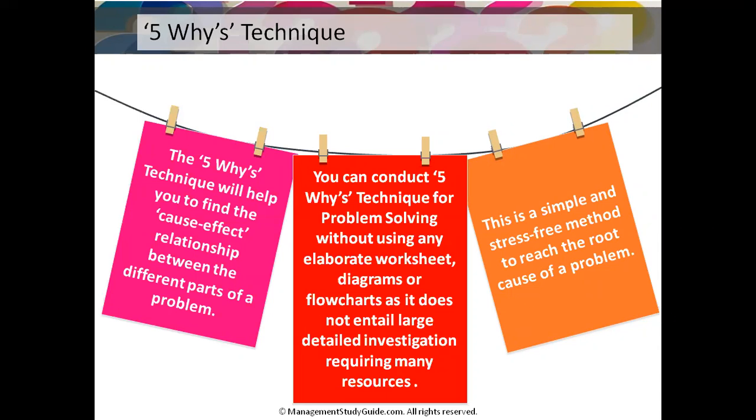You can conduct the 5 whys technique for problem solving without using any elaborate worksheet, diagrams, or flowcharts, as it does not entail a large, detailed investigation requiring many resources. This is a simple and stress-free method to reach the root cause of the problem.